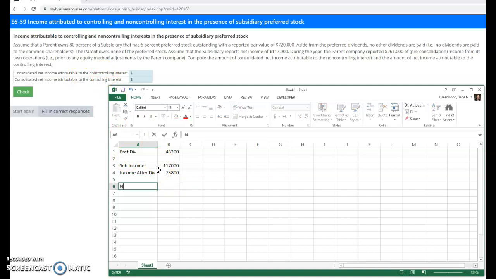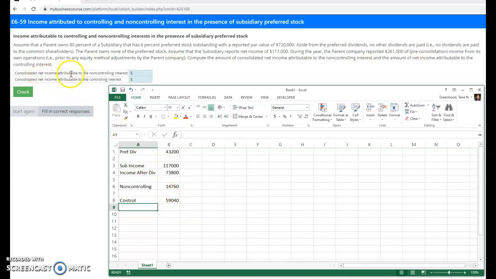And so we can go ahead and do that. So for the non-controlling, we can take the 73,800 times the 20% because the parent owns 80%, so times 20 for 14,760. The controlling interest would then be the 80%, so multiply it by the 0.8. Okay, so now we have this information.